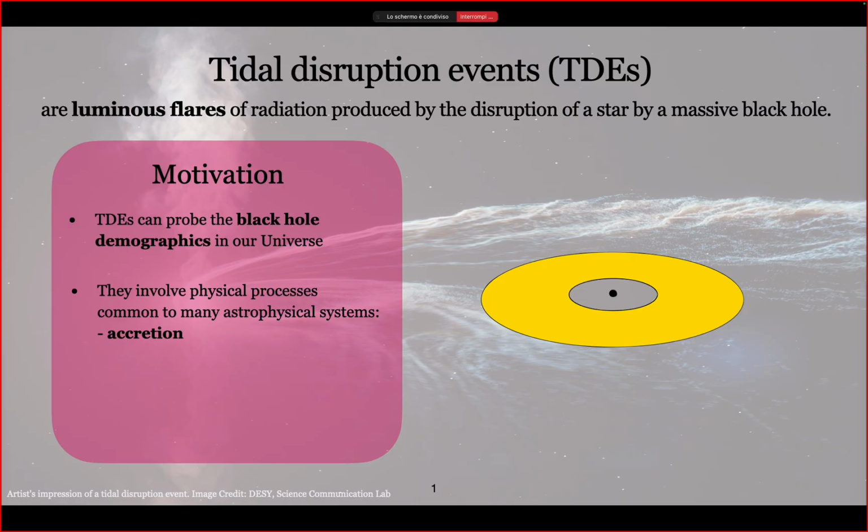There is another reason why TDEs are very interesting to study. As I will show in a moment, during a TDE we expect an accretion disk to form around the black hole. TDEs are quite unique in this because, as I will also show, they happen on human timescales. So in principle, one can see the full life of the accretion disk starting from its formation. By studying TDEs, we can also learn something about other astrophysical accretion disks, like for example those of AGNs. There are many other physical processes that are common to other systems. One of them is magnetohydrodynamics, which I will eventually talk about today.